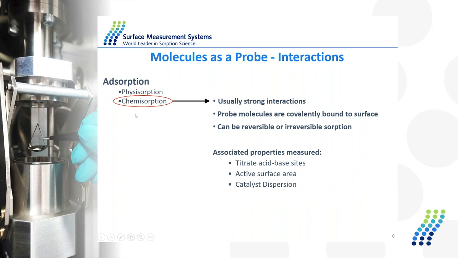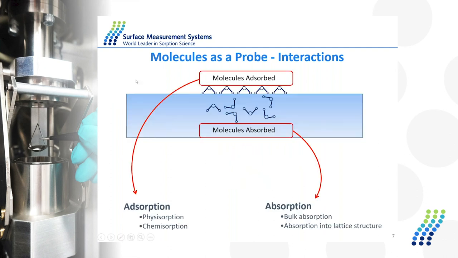And the other adsorption is chemisorption, which is a stronger interaction and it's usually an irreversible process. So this time the probe molecules will form some covalent bonds on the surface. And chemisorption is usually for some specially designed materials to have a particular interaction with some probe molecules. And here some of the properties that can be measured are the active surface area and the catalyst dispersion.